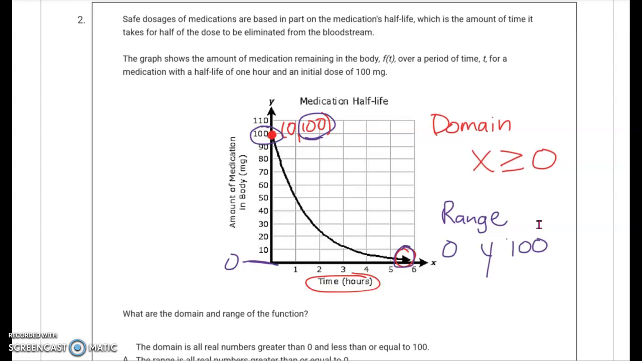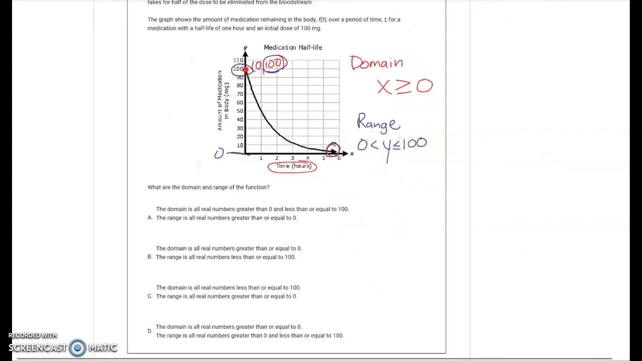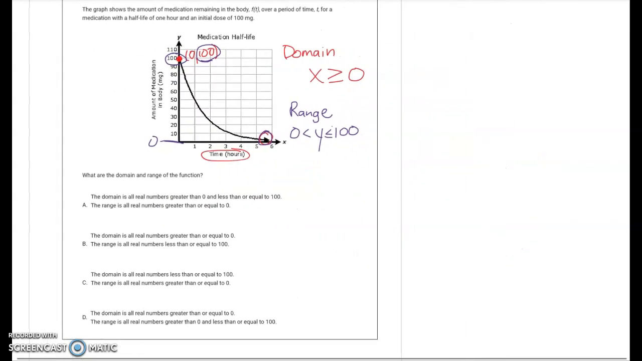But there is actually a point at 100. So 100 is included. So the y values are all less than or equal to 100, but greater than 0. Not equal to 0, because there is no point on the x-axis. So then you just need to go back and look to see which of the answer choices match that.